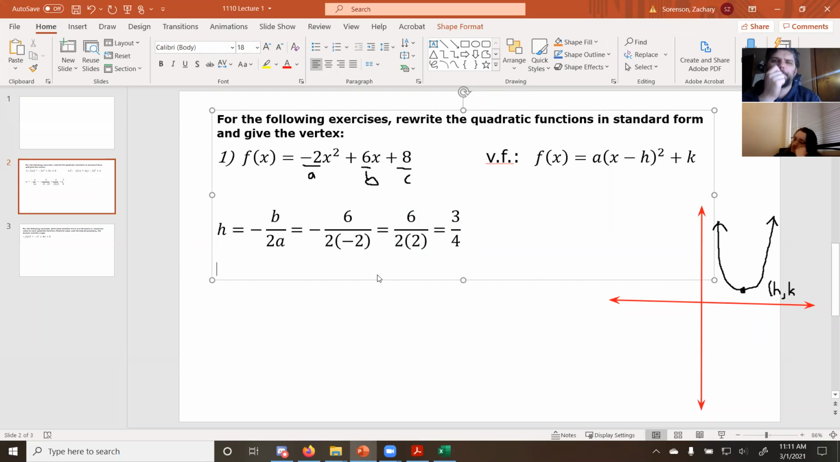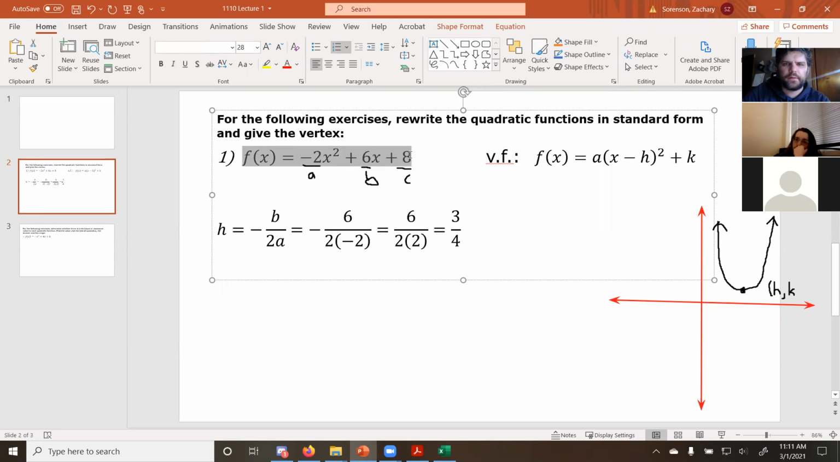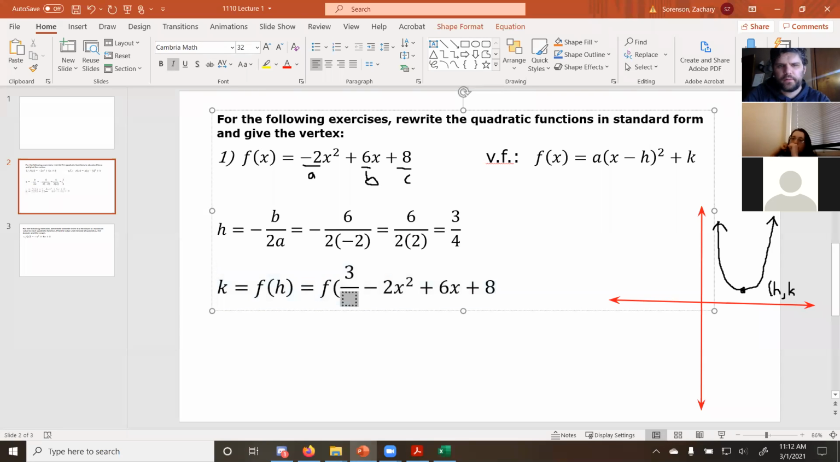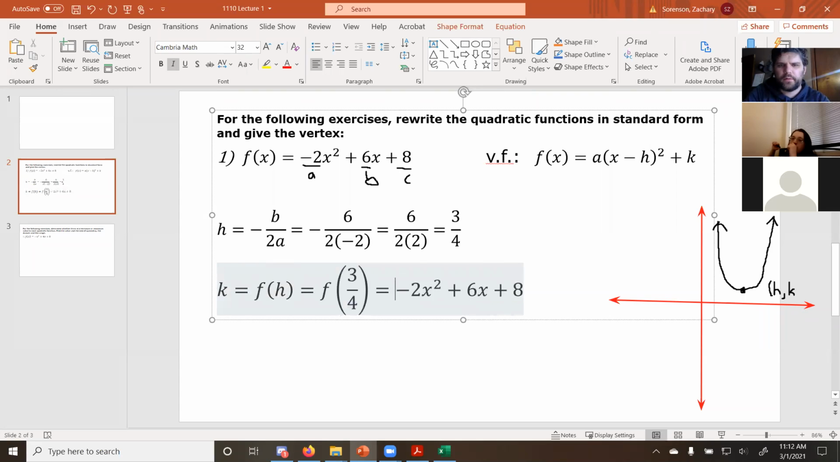You plug in 3/4 into the function. Yeah. So I take my original function and plug in my h value. K is equal to f of h, which now we know what the h is. It's actually that 3/4. Oh boy, wrong copy. There we go. And then now we just evaluate.